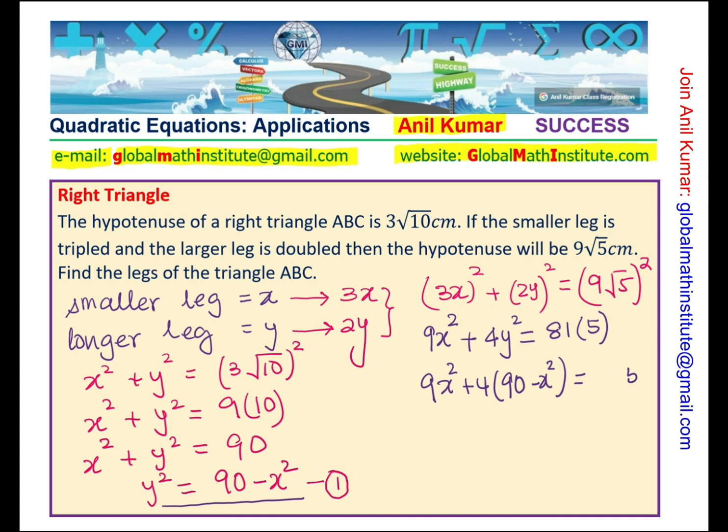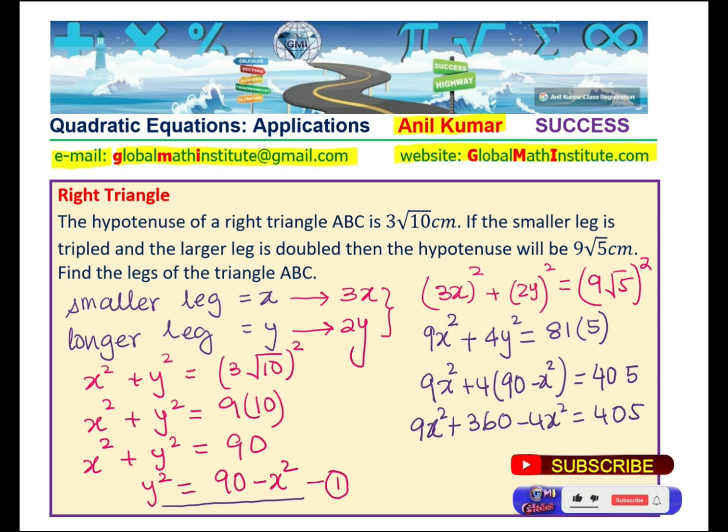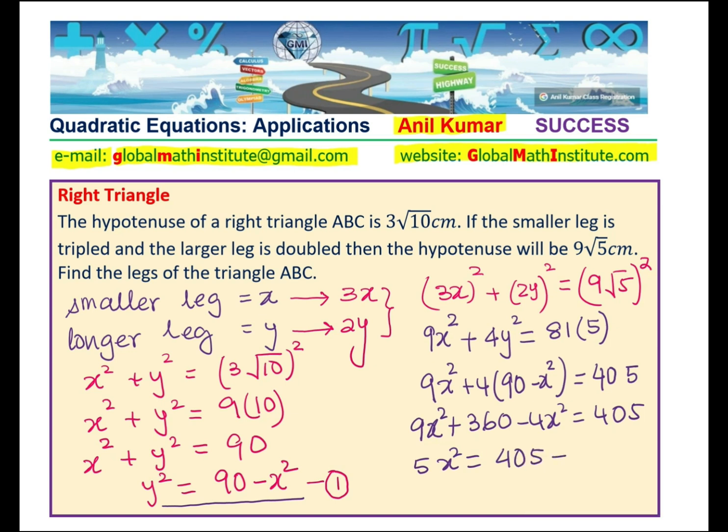5 times 1 is 5 and 5 times 8 is 40. So we get an equation only in x. We can now simplify this, getting us 9x square plus 360 minus 4x square equals 405. So 9 minus 4 is 5, so we get 5x square equals 405 minus 360. So we get 5x square equals 45.